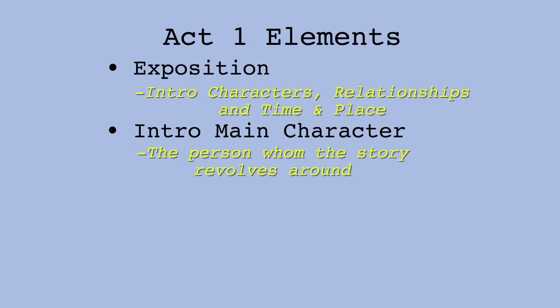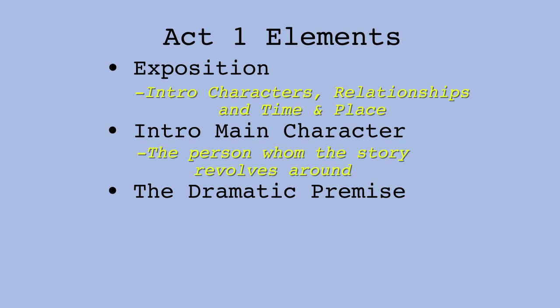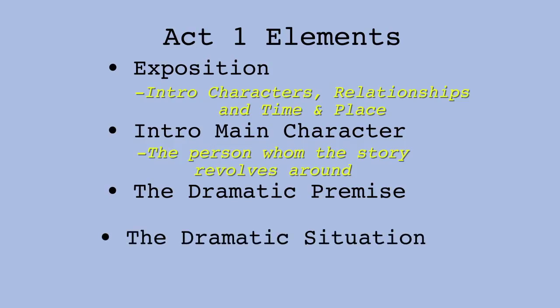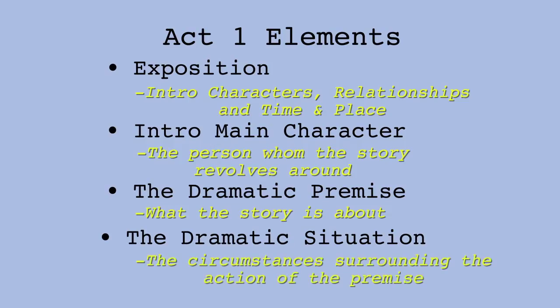Now we have 2 other elements here that sound similar but are slightly different, and that's the dramatic premise and the dramatic situation. Now the dramatic premise is specifically what the story is about, whereas the dramatic situation is the circumstances surrounding the action of that premise.